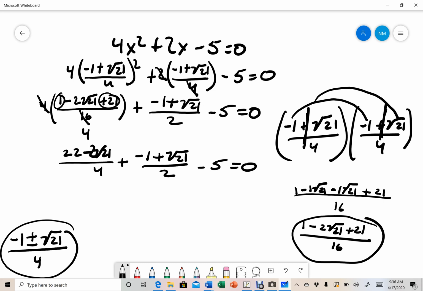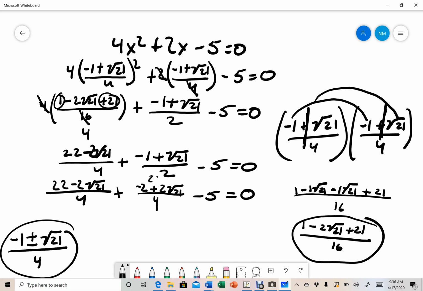So I have, this stays the same, 22 minus 2 in the square root of 21 over 4. Okay, my denominator becomes 4 because I'm multiplying 2 times 2, which gives me 4. 2 times 1 is a negative 2, and 2 times the square root of 21 is 2 and the square root of 21. Minus 5 equals 0, okay?